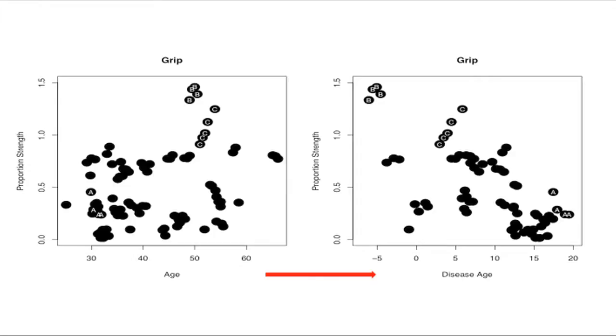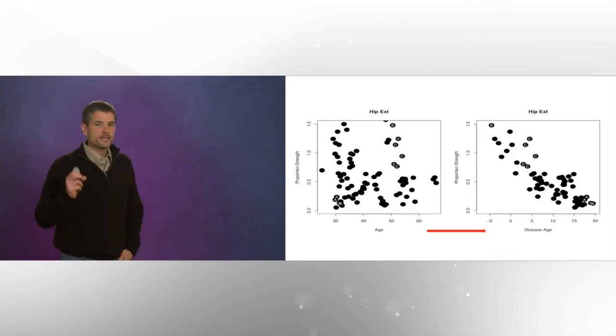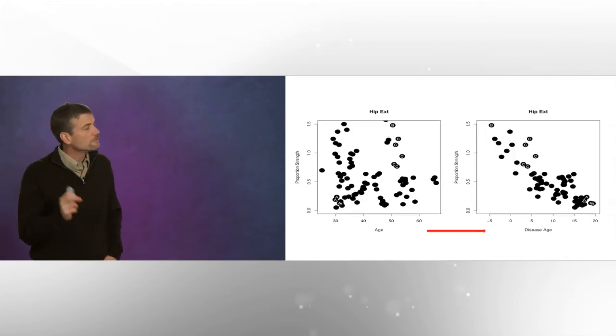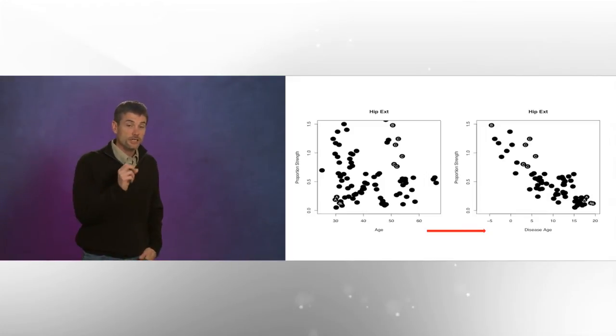Now we go to grip, and you can see the massive points on the left by chronological age fit much better by disease age. So the disease age of knee flex does a much better job of predicting grip effects than just chronological age. We move to hip extension, and this does very, very well. Knee extension predicts hip extension very, very well. So we're starting to see we can classify disease age pretty well in this population.